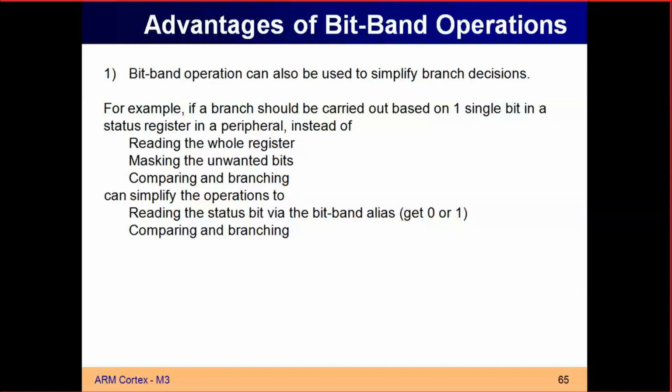But if you are using the bit band region, what is the advantage? You can directly read that bit using the bit band alias region. Then based on the value, perform the branching. So you can reduce the branch decision time using the bit band region, because you don't need to read it, mask it, and again compare. You can directly read, compare, and do the operation.